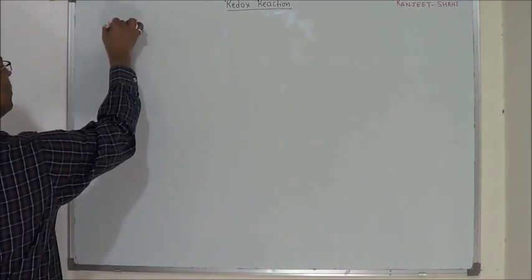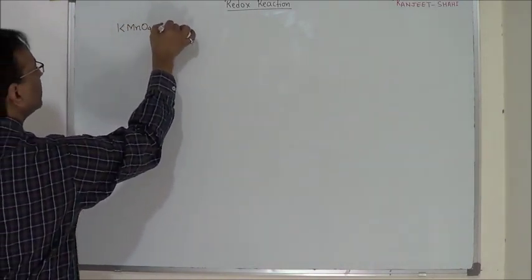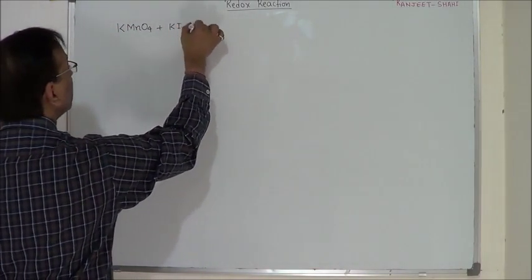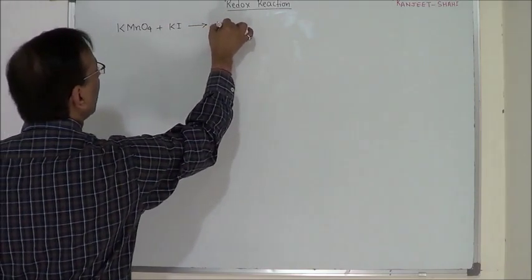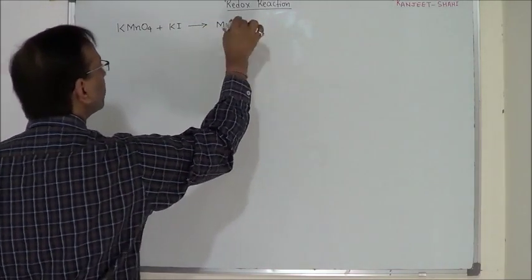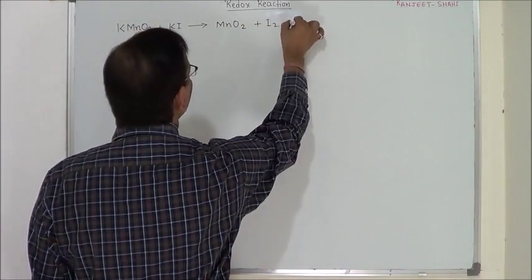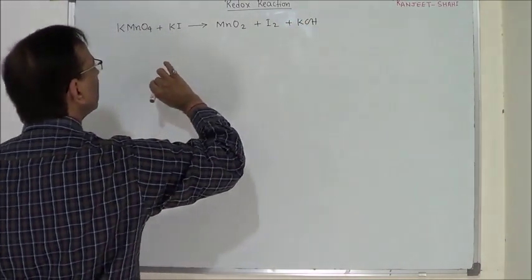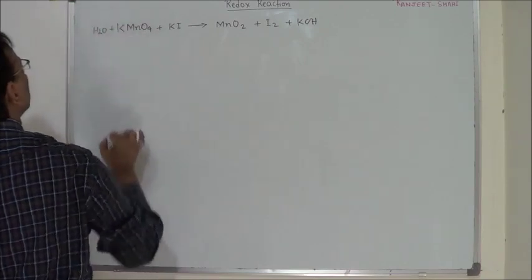Let us take an example of potassium permanganate reacting with KI, giving MnO2 plus I2 plus KOH. Water will also come.